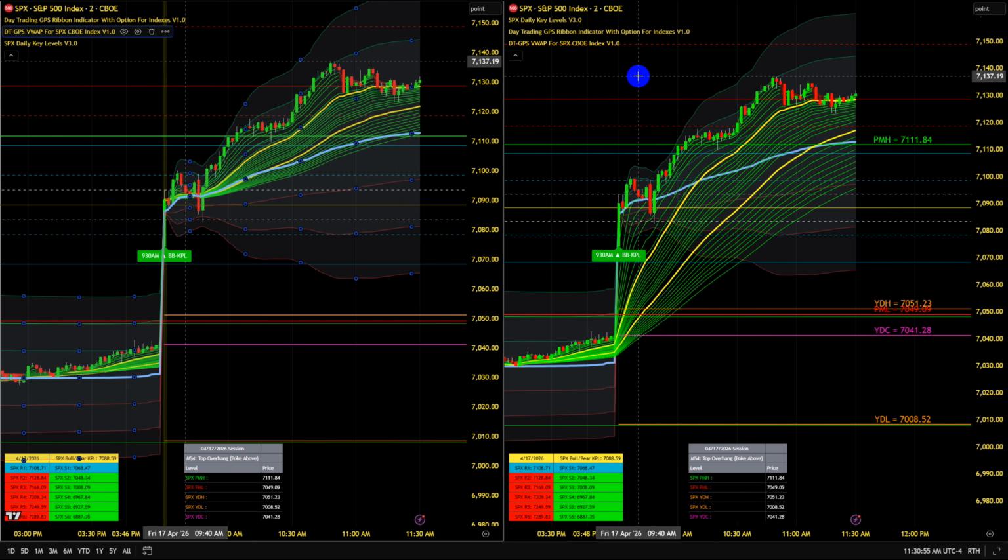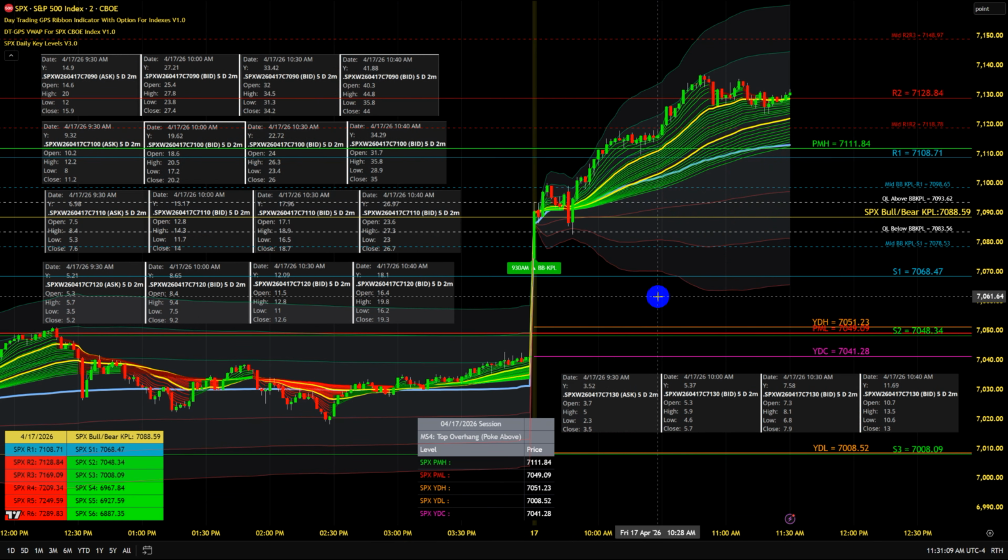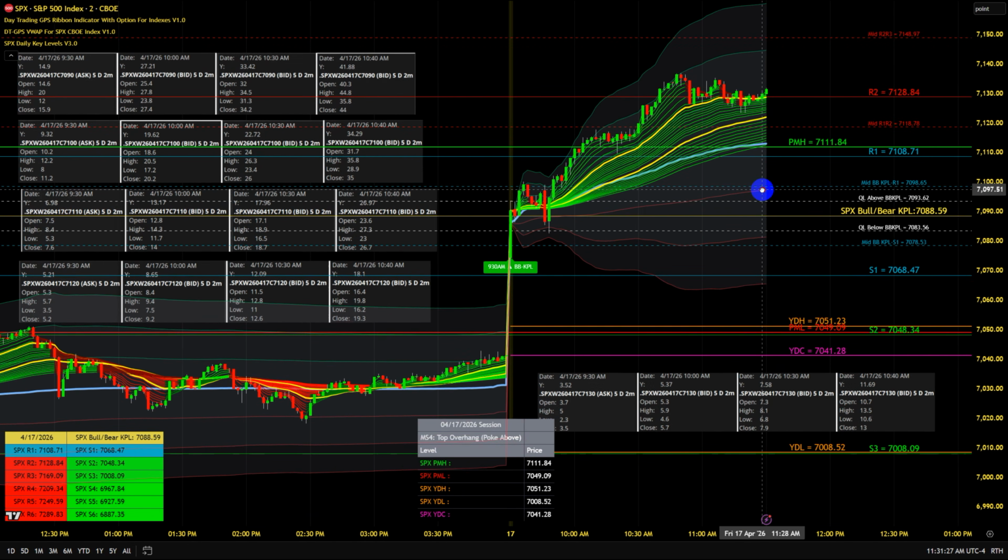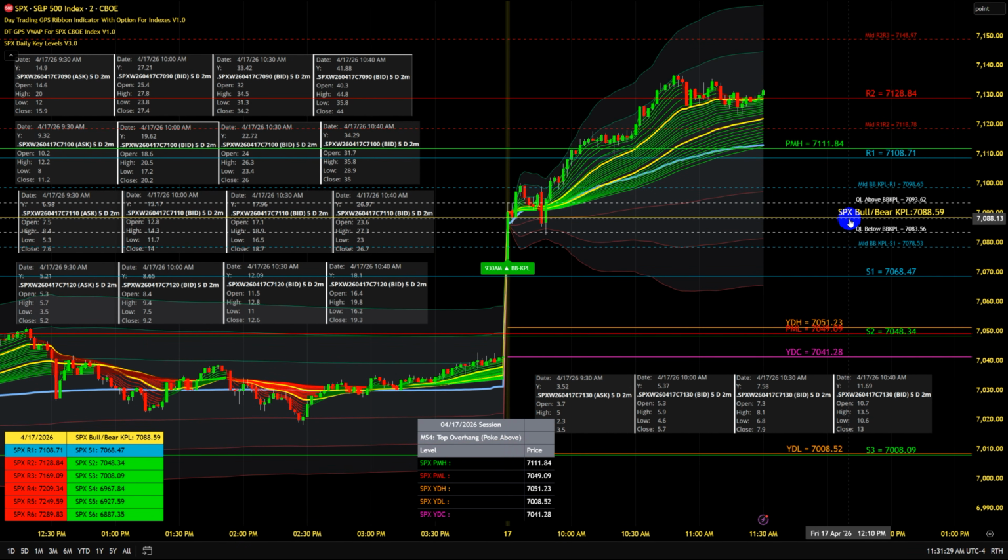Okay, now we'll go back to the other chart. Okay, so I mentioned earlier that we're going to be looking at the standard strategy as well as an additional strategy today. The standard strategy involves 3 different strikes that you can use on any bullish or bearish trade from any key level, any main key level: the bull bear key price level, the R1 through R6 or S1 through S6.